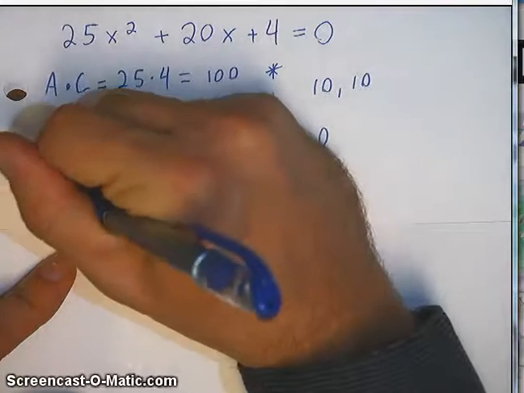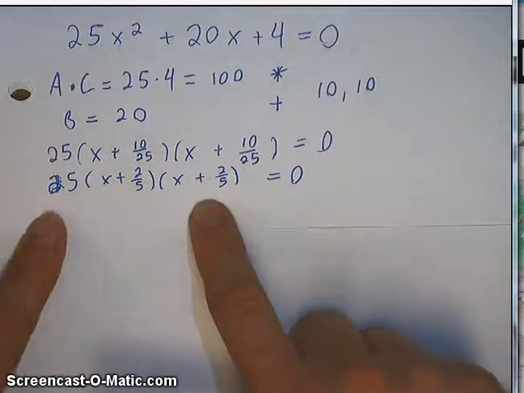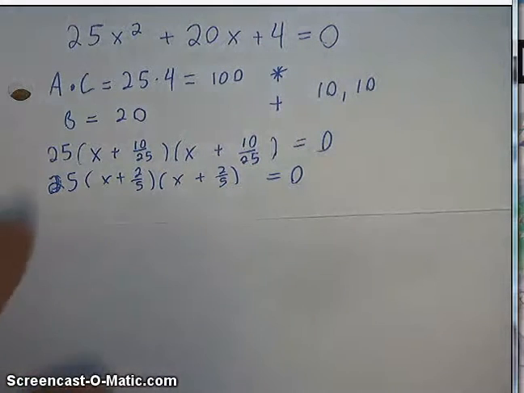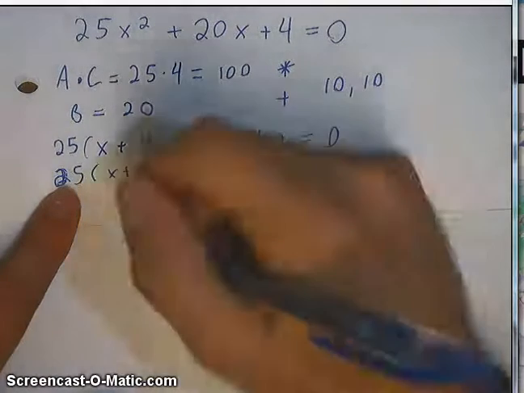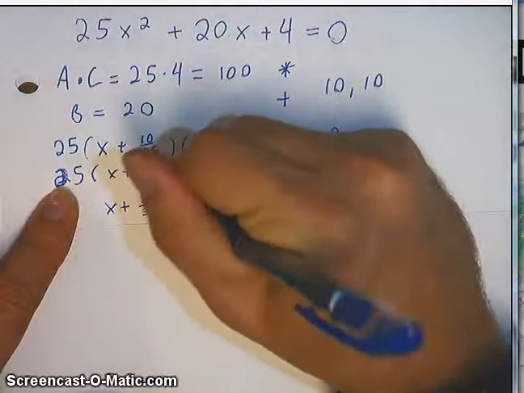Well, at this point, we've got our two factors and this number out front. We're going to take everything that makes sense to set equal to 0. Would it make sense to set 25 equal to 0? No. In fact, we're just going to ignore that. We're going to take the two factors and set them equal to 0.